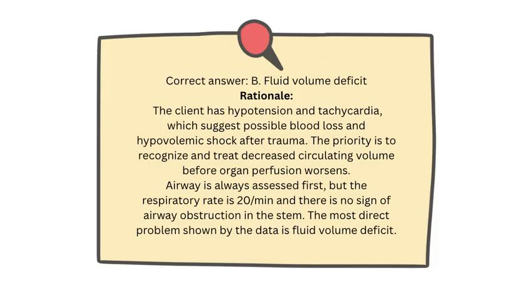So the correct answer is letter B, fluid volume deficit. The client has hypotension and tachycardia, which suggests potential blood loss and hypovolemic shock after trauma. The priority is to recognize and treat decreased circulatory volume before organ perfusion worsens. Airway is always assessed first, but the respiratory rate is 20 and there are no signs of airway obstruction in the stem. The most direct problem shown by the data is fluid volume deficit.